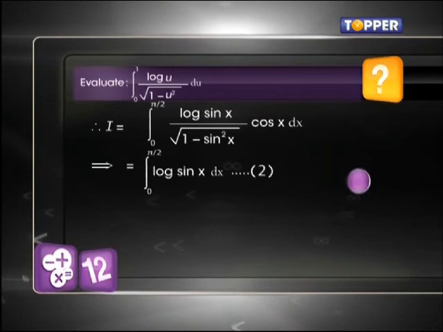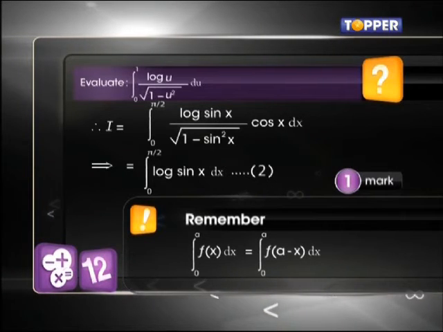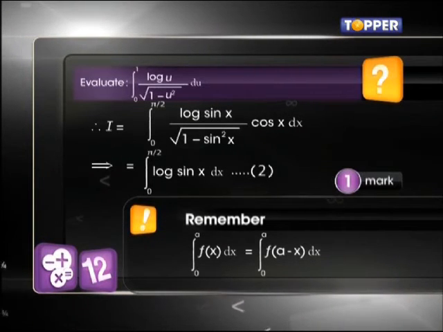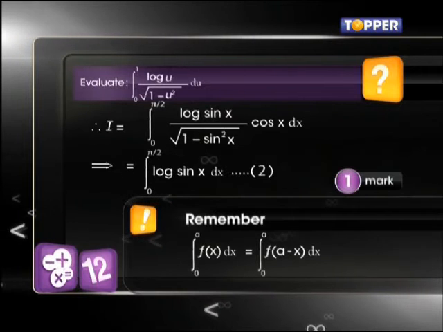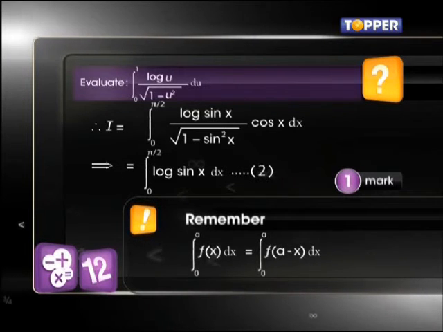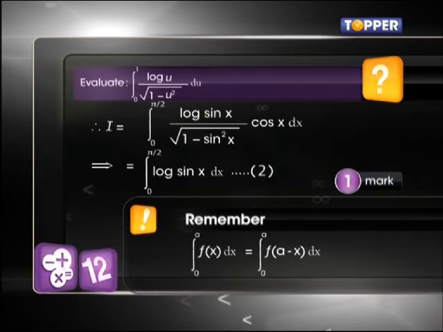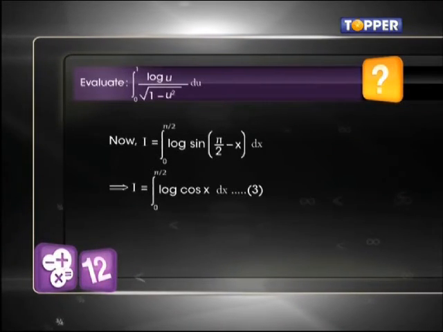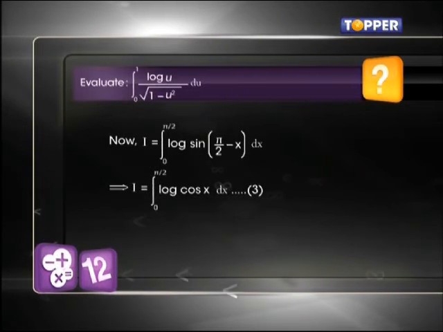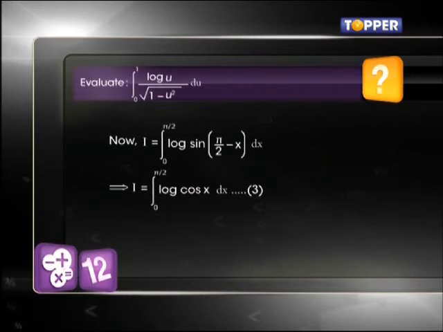This is equation number 2. Now, we use the property of definite integral, the integral from 0 to a of f(x) dx is equal to the integral from 0 to a of f(a minus x) dx, and get the definite integral of log cos x at the limits from 0 to pi by 2. This is equation number 3.